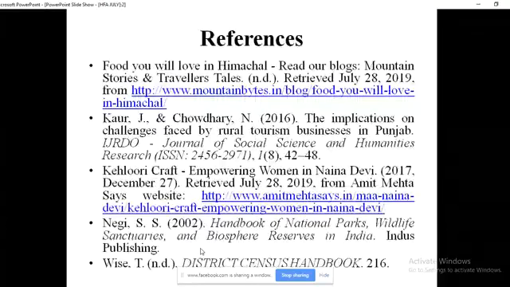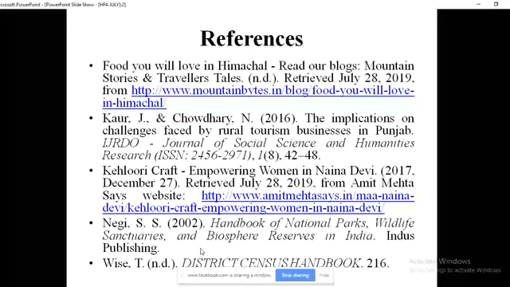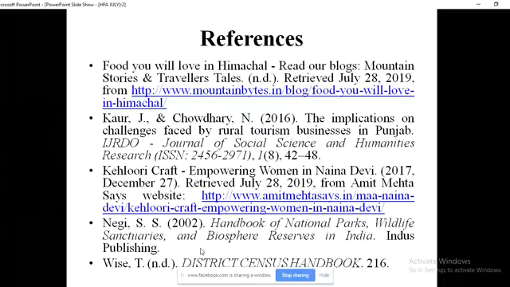And with this, these are the references I have followed. All the data is taken from the references listed here. We have government publications, and data is taken from those.